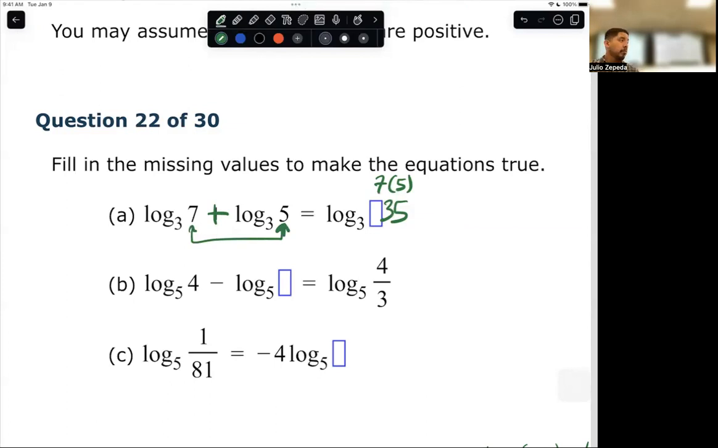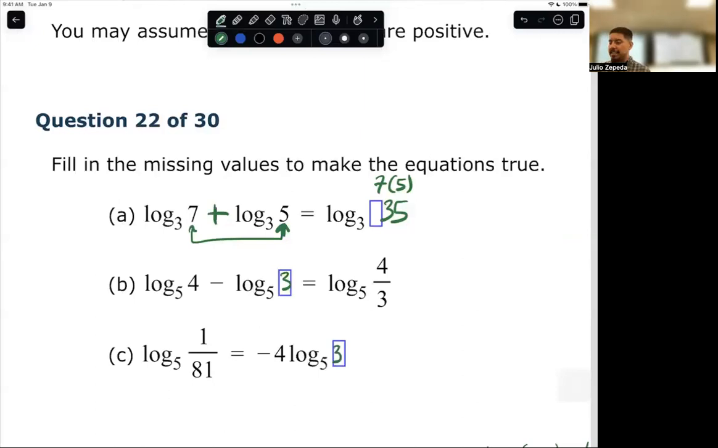Okay. And then what about part B? What would the answer to part B be? If there was a 3 here, when we combine those two logs, since they're being subtracted, we would divide the arguments. That would give us 4/3, which is what we're looking for there. Yeah, good. And then the last one, part C, that would also be 3.